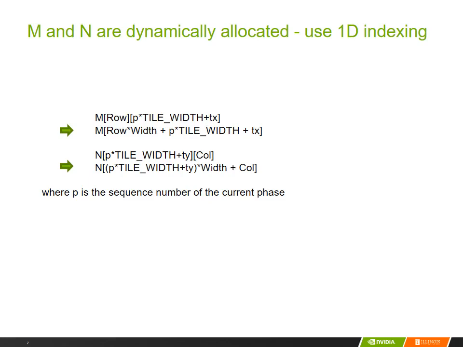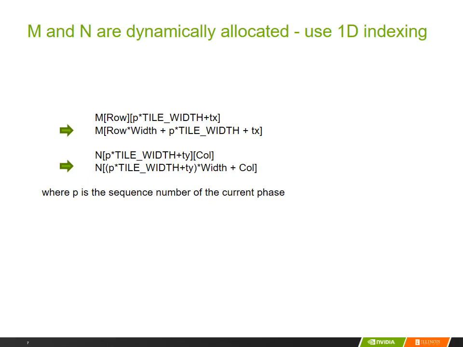And keep in mind that M is a dynamically allocated array, so we can only use one-dimensional indexing. So we need to linearize the two-dimensional notation into a one-dimensional linearized index by multiplying row with the width of the matrix and adding that to the column index. So this gives us the final one-dimensional index that we'll be using for loading the element of M in the tile.